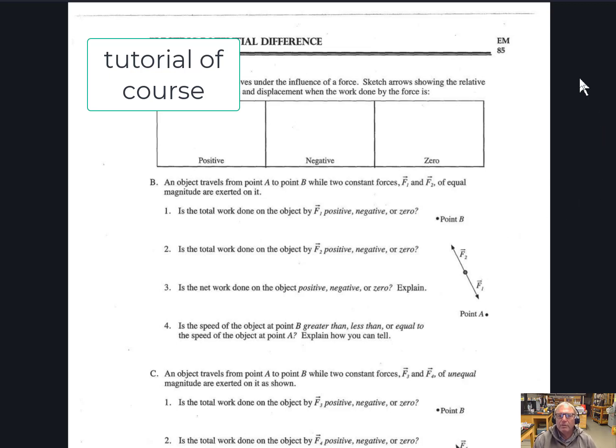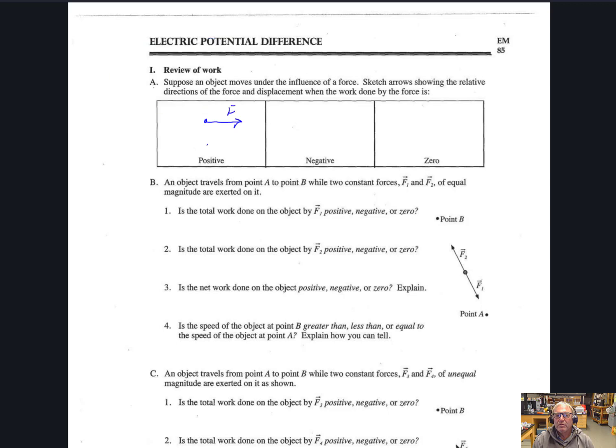Okay, time for potential difference homework. Let's see what we got here. Sketch arrows showing the relative force and displacement when the work done is positive. Oh, okay, so this is just review: force and displacement.